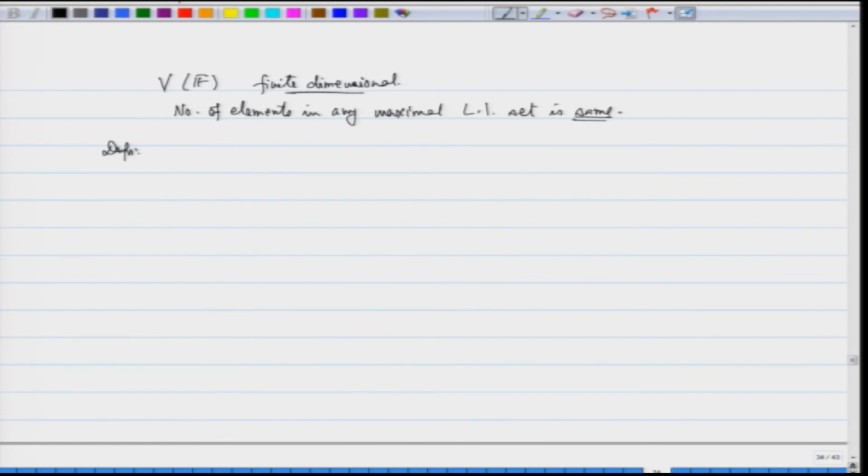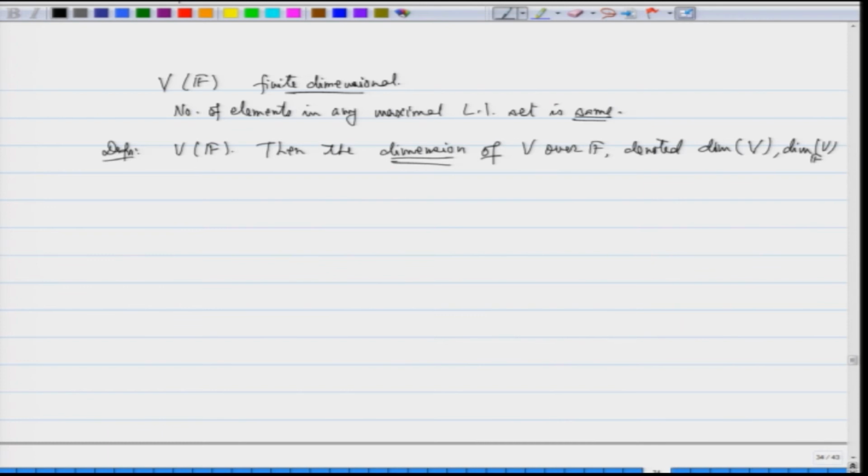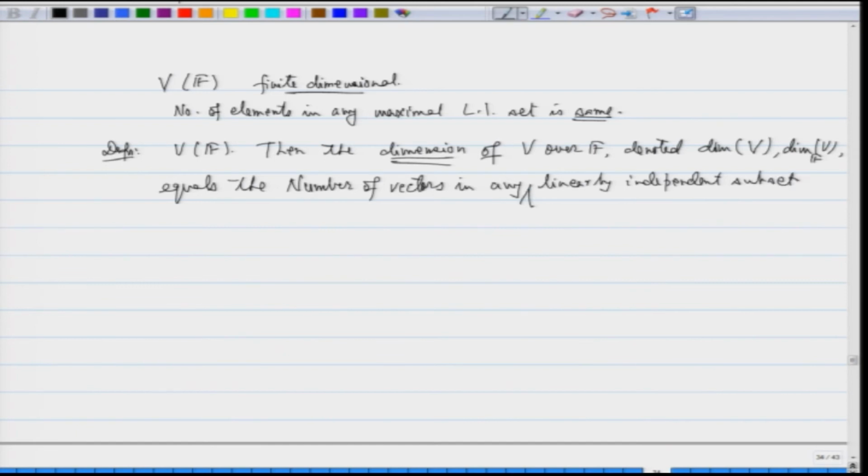So, definition. V is a vector space over F, then the dimension of V over F, denoted dimension of V, sometimes dimension of V over F like this, sometimes this, equals the number of vectors in any maximal linearly independent subset of V.